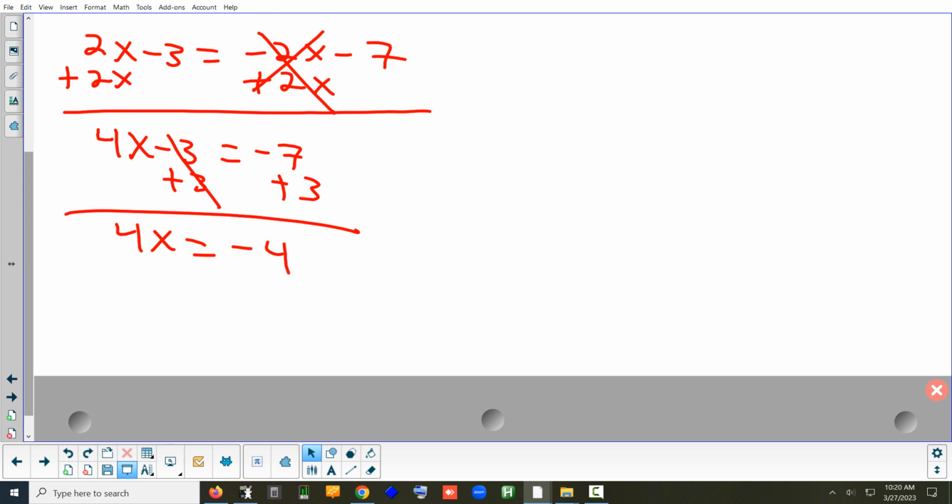And my last step, to get x by itself. Divide both sides by 4. So this seems like a pretty normal problem. We didn't have anything special happen here. That's not a special case. That's just a review of what we've done before.